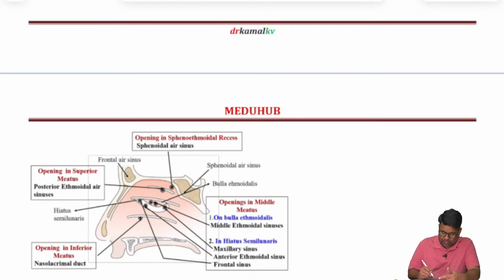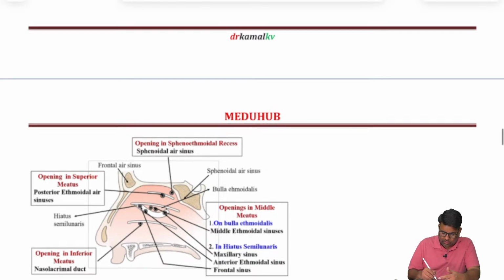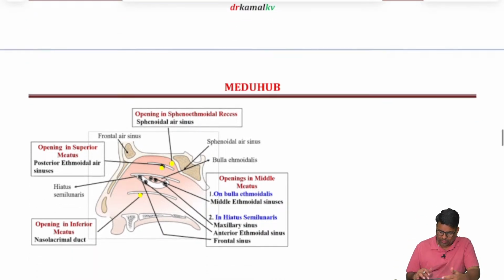So this is the opening of the sphenoid sinus. Okay, so this is the supreme meatus, opening of the sphenoid sinus. Then this is the posterior ethmoid, which is opening into the superior meatus. Then this is the nasolacrimal duct into the inferior meatus. Then in the middle meatus, we have all frontal, maxillary, anterior, and middle ethmoidal sinuses, right? This is very important.